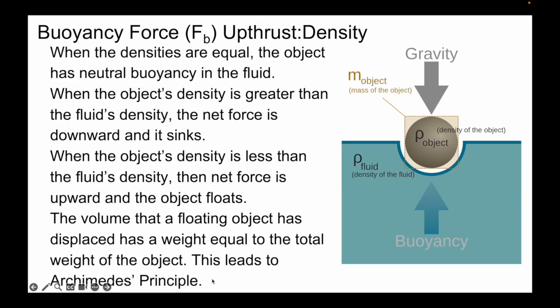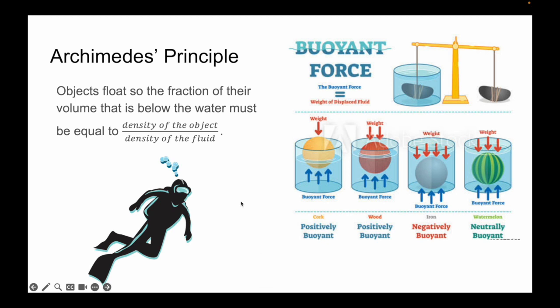So this leads to Archimedes' principle. And Archimedes' principle says that objects float, so the fraction of their volume that's below the water must be equal to the density of the object over the density of the fluid. And that's going to be the volume that is below the water. So they really have to equal 1 in that case. And here we've got some positively buoyant, some negatively buoyant, and neutrally buoyant. You can see it's not quite touching the bottom here.